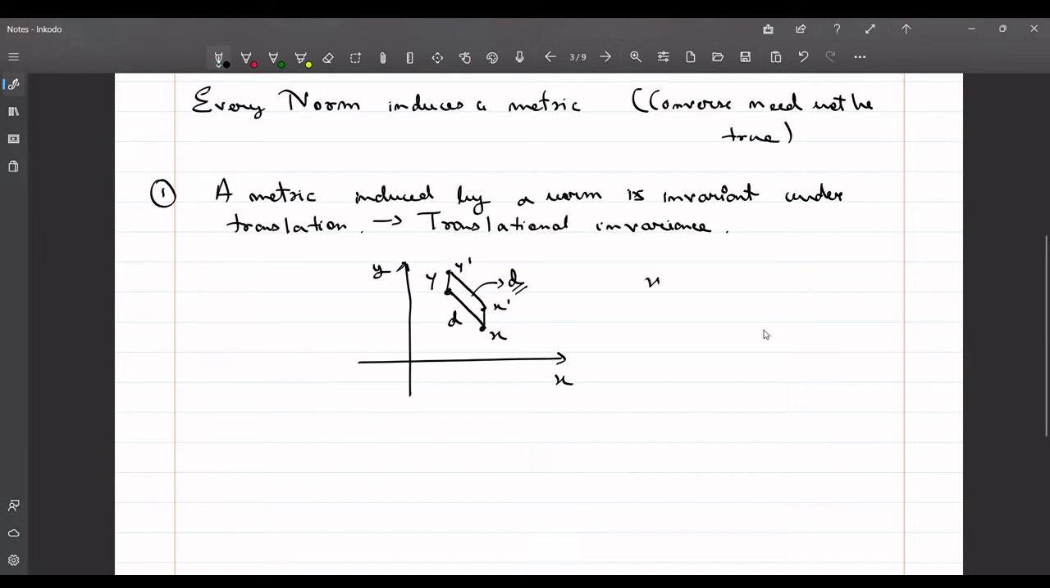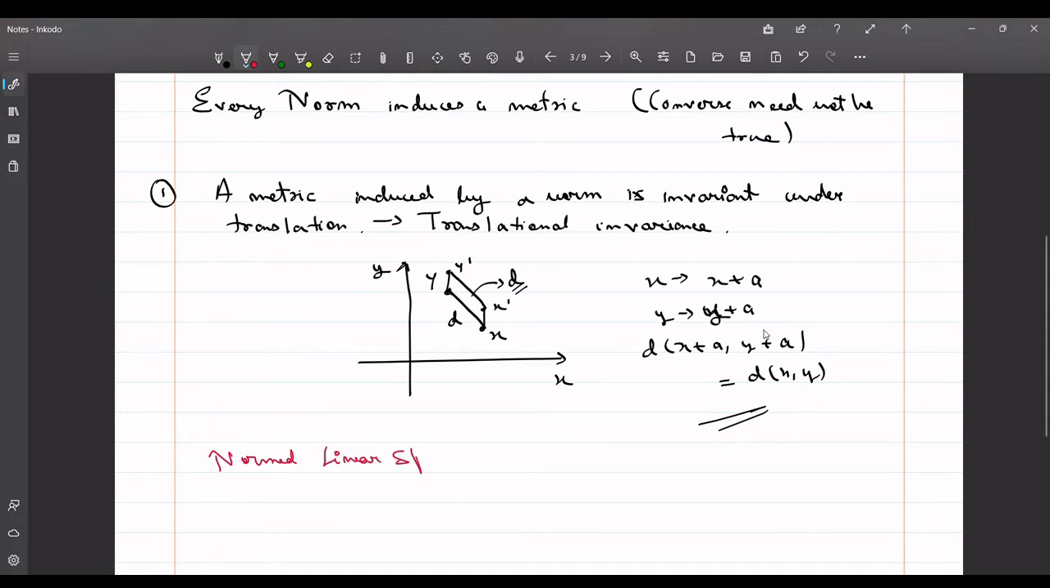In other words, suppose you shift x by a and y by a. Then the distance between x plus a and y plus a is the same as the distance between x and y. This is called the concept of translational invariance. And one more observation which we have already got is that a normed linear space implies a metric space. Clear?